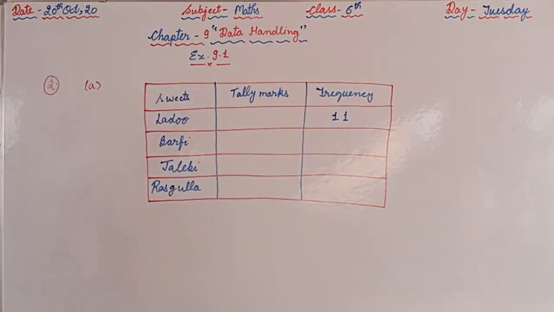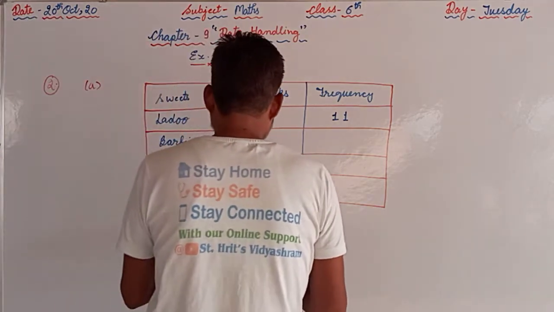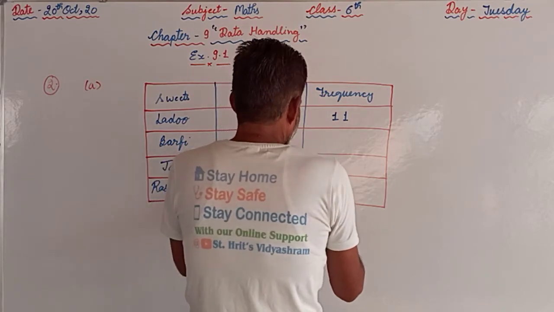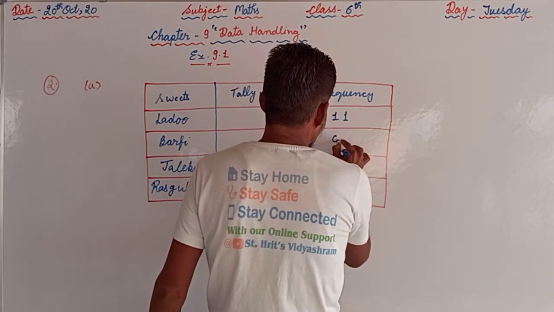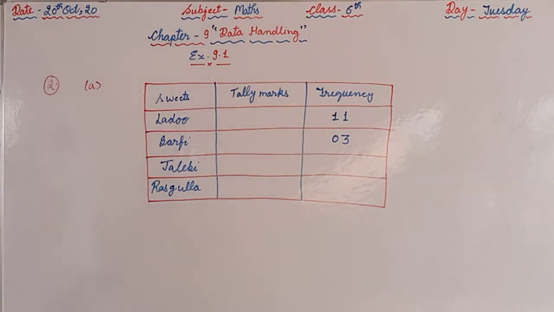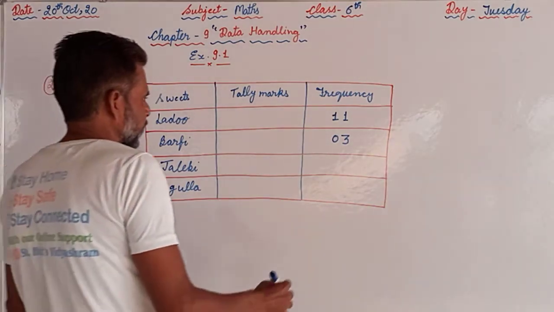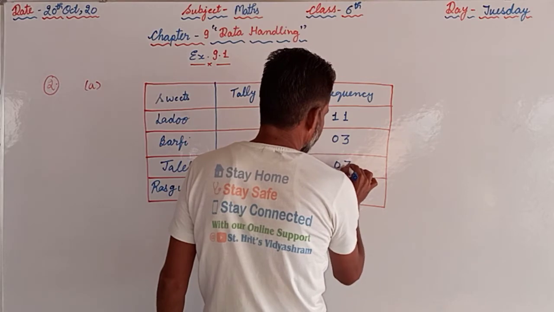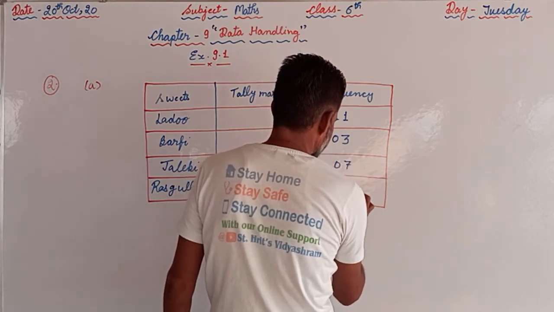First of all we will write the frequency for the second one, that is barfi. So 1, 2 and 3. Three students like barfi. Then for jalebi it is 7 and 9 for rasgulla. 7 students like jalebi and 9 students like rasgulla.